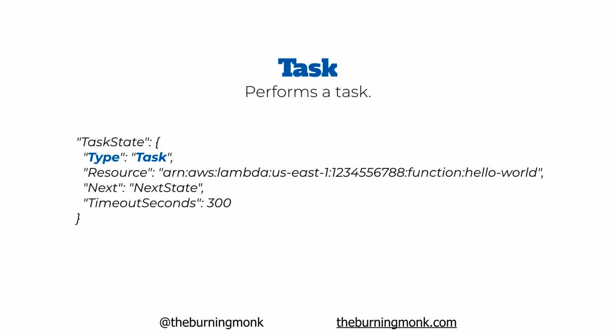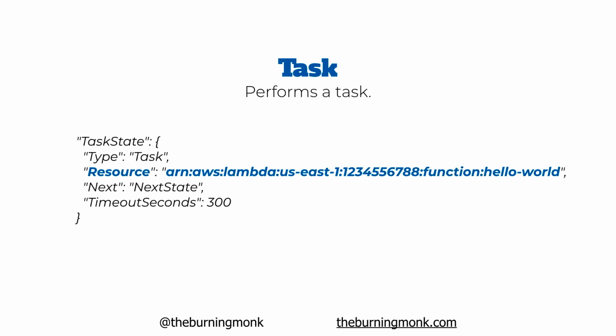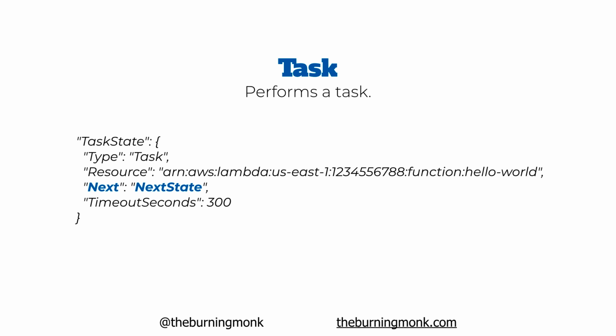And the task state itself is identified by the type attribute. In this case, we're going to invoke a Lambda function, and we're going to pass in its ARN, or Amazon Resource Name, which is the unique identifier for a particular resource within your AWS environment. The function will be called with the current execution state, which we're going to talk about in a minute. Once it's done, it returns a value, or it fails. We either catch the error, or in the successful case, we transition to the next step in our workflow, as specified by the Next attribute here.